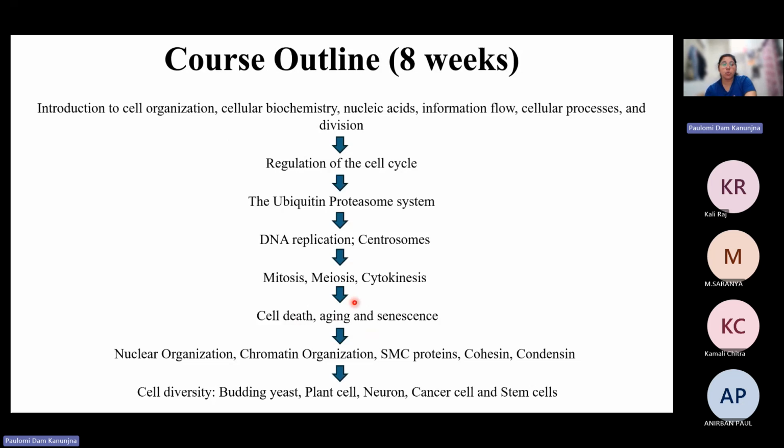After this, we moved to how the cell structure is maintained. We looked at nuclear organization, chromatin organization, and the proteins responsible for keeping this integrity: SMC proteins, condensin, cohesin, in great detail, how they are organized, what they are organized for, what their role is, and in which step they function. And the last thing we did, after understanding cell biology in general, was move to diversified cells. We started with budding yeast last session, and today we did plant, neuron, cancer, and stem cells, right? So it gave you a holistic understanding of cell processes and cell biology.